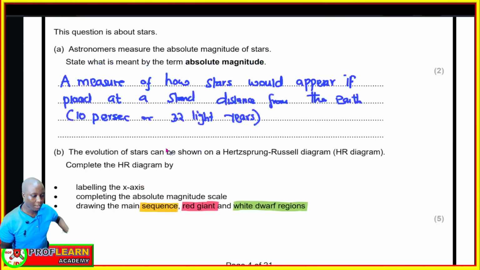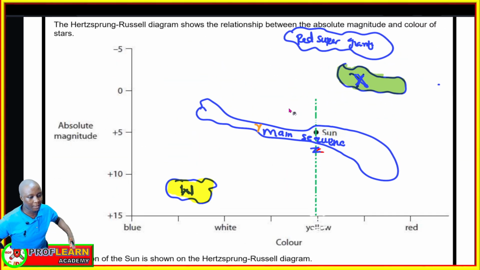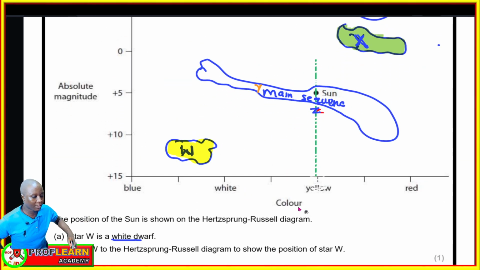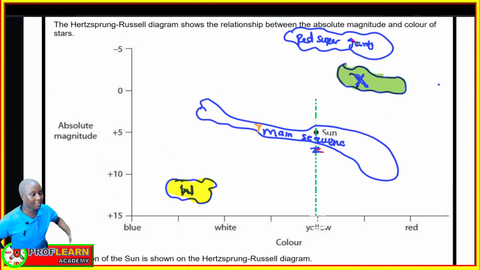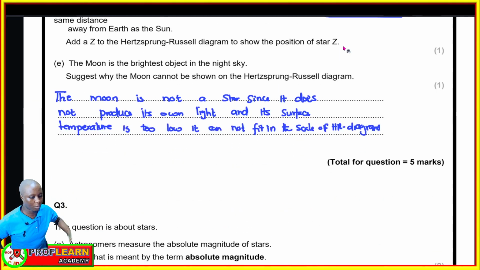So the evolution of stars can be shown on the Hertzsprung diagram, the HR diagram. Complete the HR diagram by labeling the x-axis and completing the absolute magnitude scale. Then we show the main sequence, red giant, and the white dwarf. That is exactly what we have done in the other questions above. You can see down here we have color, absolute magnitude, then white dwarf, main sequence, red giant, and the supergiants. So these are questions which are very common when it comes to your exams.